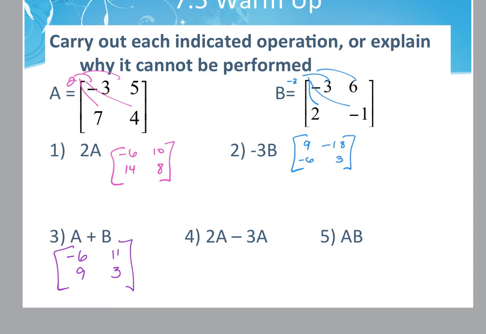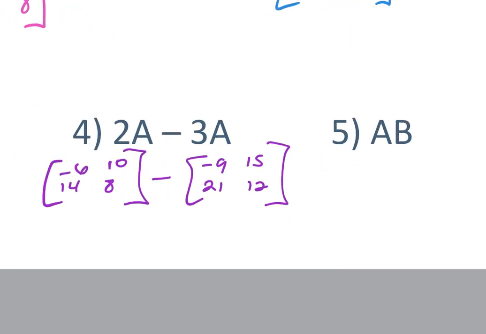All right, so then 2A minus 3A. We already have 2A, which is -6, 10, 14, 8. And then -3A can be done and then add them, or I can distribute a +3 and subtract. So you have those 2 options. I'm going to do the +3 and then subtract. So this would be minus -9, 15, 21, 12. And then I get -6 minus -9. That becomes -6 plus 9, which is 3. 10 minus 15 is -5. 14 minus 21 is -7. And 8 minus 12 is -4.